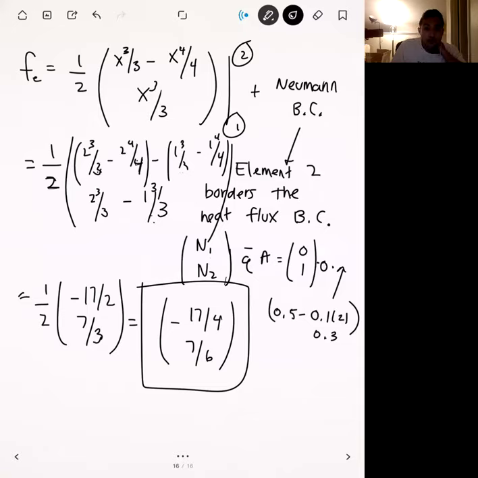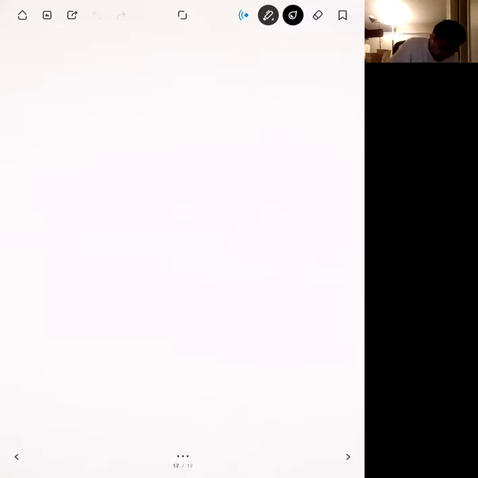Okay. And so now that we have the element stiffness matrix and the element forcing vector for all of the elements, we're ready to assemble this all together. Because remember, back from our truss and beam days, once you have the element stiffness matrices, you assemble all of them, you apply the boundary conditions, and you solve. All right. And so let's look at assembly.